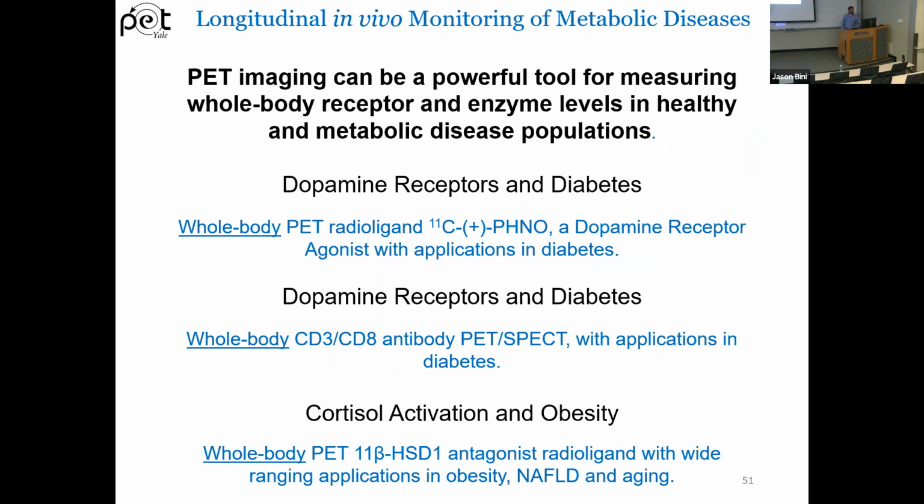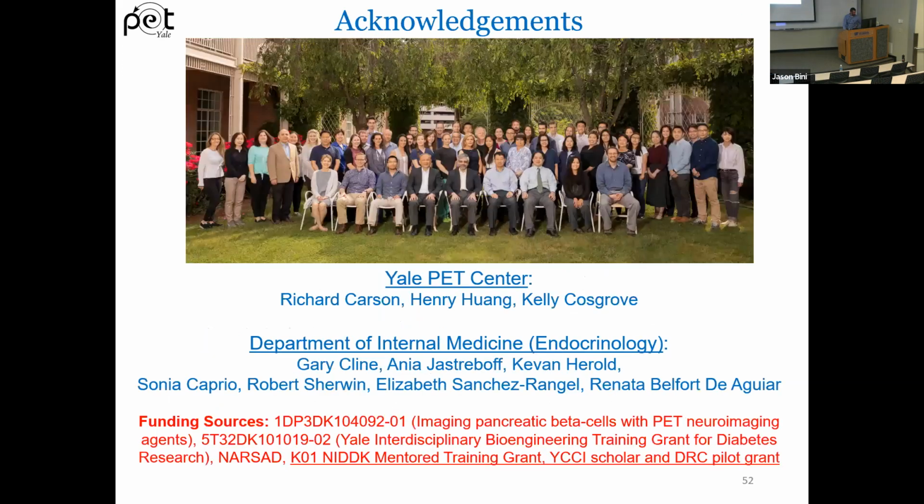So just a one-slide summary of dopamine receptors in diabetes. Oh, I messed up the second one. That should be CD3 and CD8 in diabetes, for looking at different applications of transplantation and progression of newly diagnosed, and then our interest in cortisol activation and obesity as well. And obviously a large group goes into this. There's a lot of staff that helps with both animal and human research, and collaborators in endocrinology as well. So, thank you.